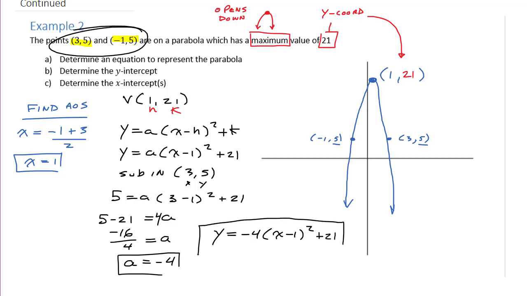So you want to take the easiest path. If they give you the vertex, use vertex form. And we had the vertex here. They gave us enough information to find the vertex. If they give you the roots, use factored form. All right, what's part B say to do here?